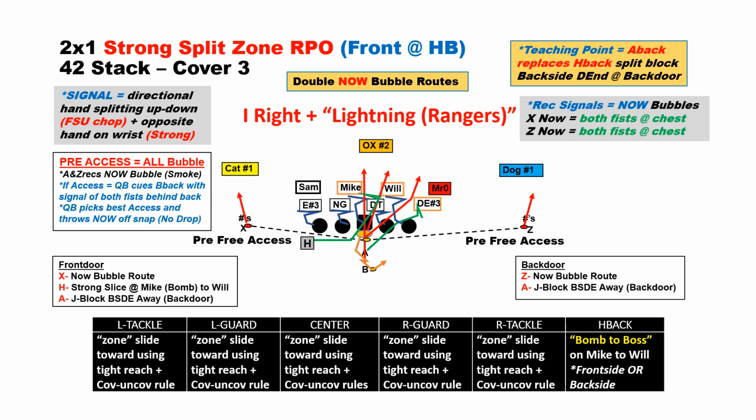If not, you can see now we're going to go ahead and run our strong split zone with the H going up into the A gap looking Mike, peel into the will. A J blocks the backside defensive end, and the quarterback does that backhanded handoff and boots away. Back is going to look to blast this right up, following the H to bending it back to bouncing it back.